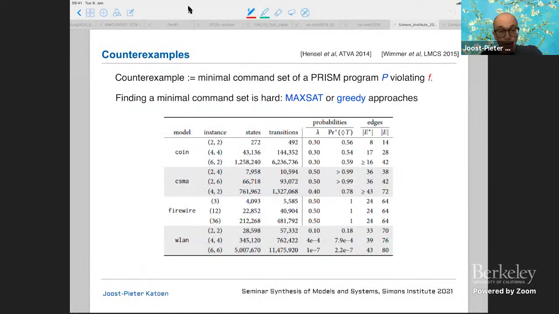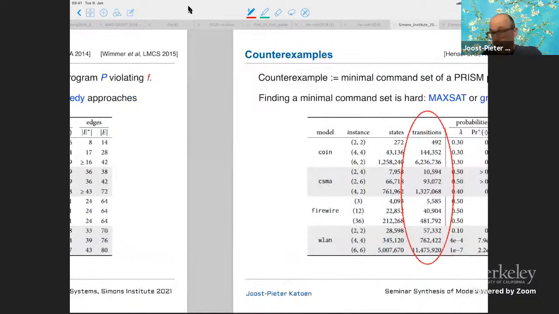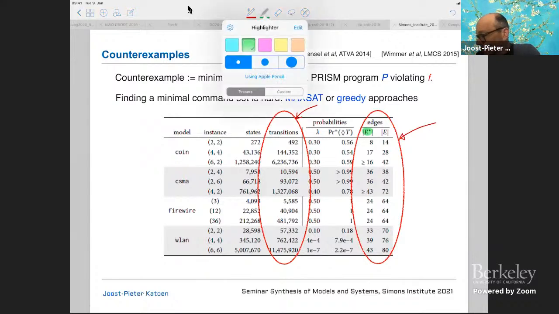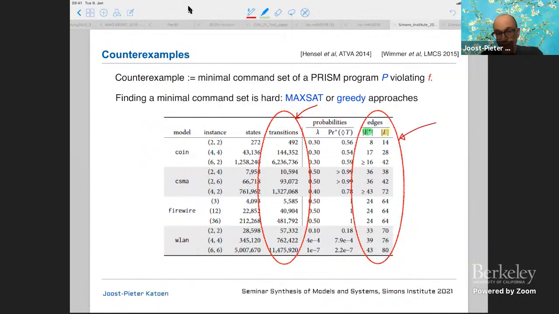So here is an example of a couple of numbers where you see 4 different models over here with different state space sizes and different numbers of transitions. So here in the first red thing, you see the number of transitions. But what is most important is over here, where this entry says the number of edges of the size of the minimal command set, so to speak. And on the right, the one in yellow, is the one that you compute. So you're not always able to compute really the minimal one, but hopefully you get close to the minimal one.